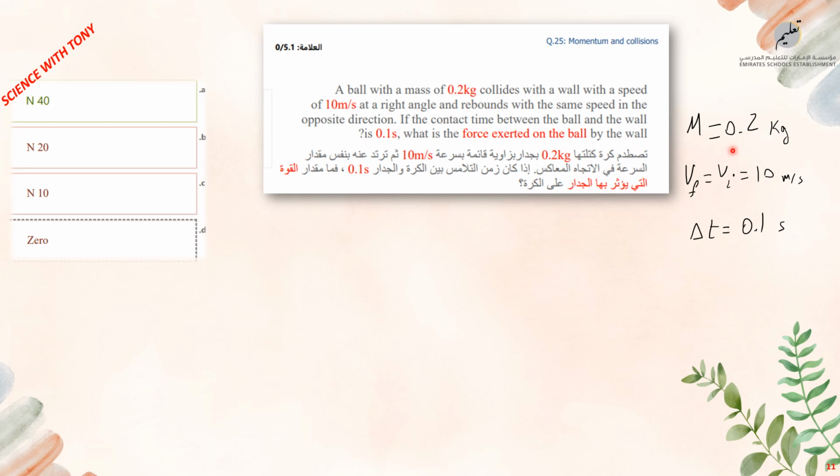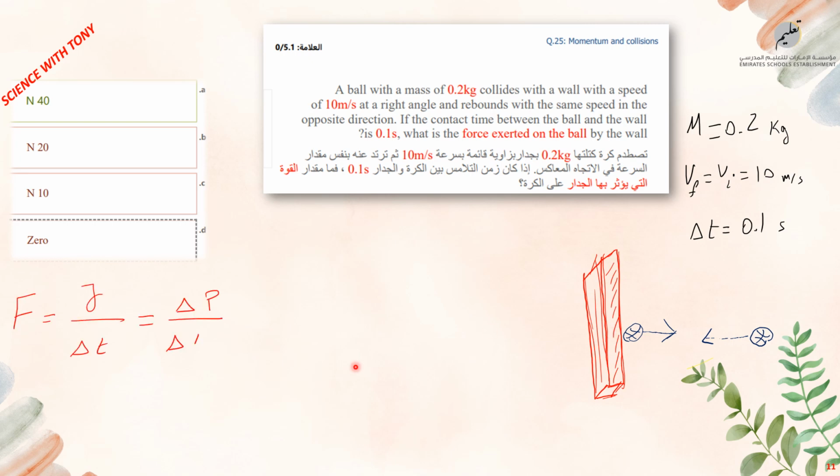The mass of the ball is 0.2 kilogram, and the speed is the same before and after, so V final equals V initial, equals 10 meters per second. The time of collision between the ball and the wall is 0.1 seconds. It rebounds, or goes back, with the same speed. To calculate the force, you need to apply the same equation as the previous question, where F is equal to J over delta T, and as you know, J, the impulse, is equal to delta P, the change in momentum over time.